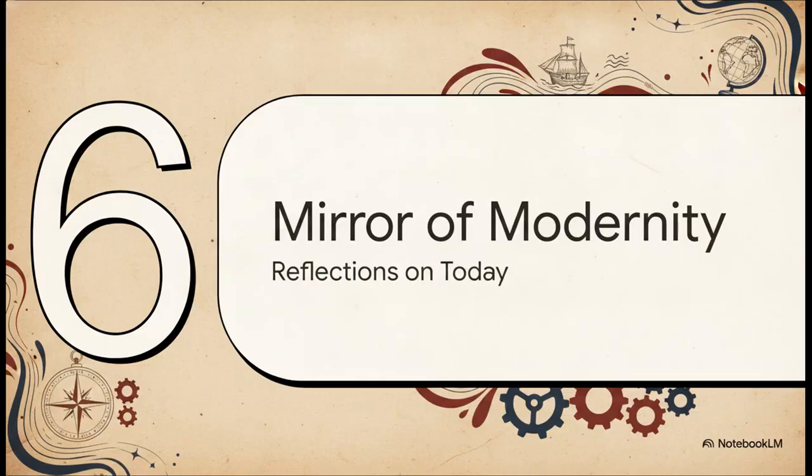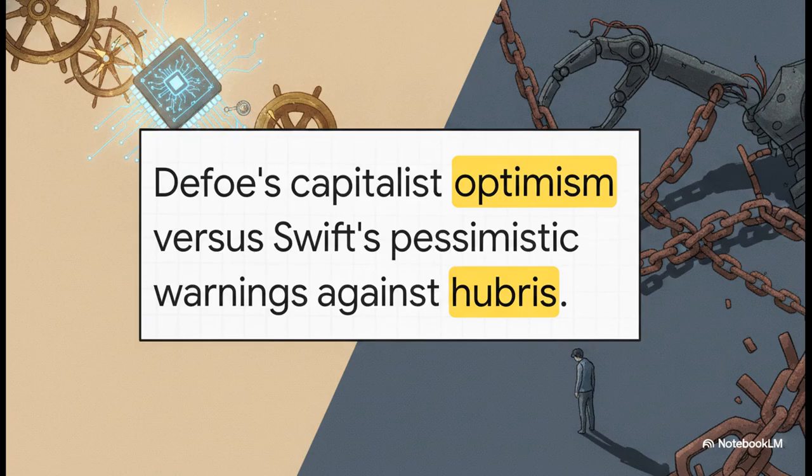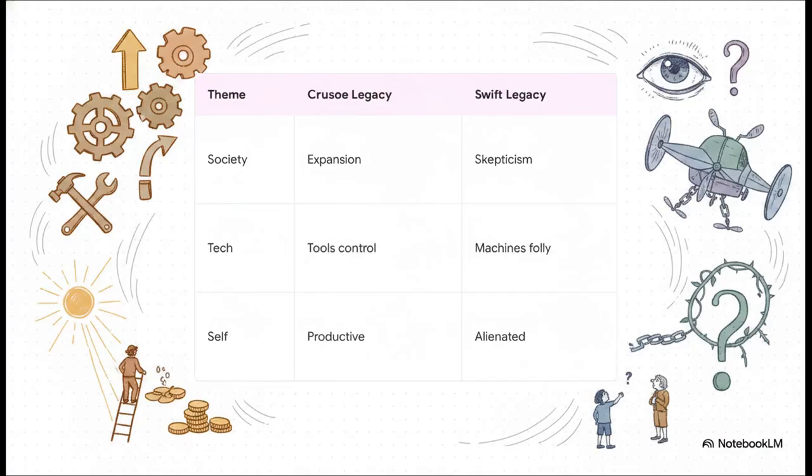Okay, let's bring this all home in Section 6, The Mirror of Modernity, Reflections on Today's World. Because the tension between Defoe and Swift isn't just dusty history. It is the exact same conversation we are having about modern technology today. Crusoe believes that individual enterprise, relentless work, and technology are going to save us. Swift, meanwhile, is over here warning us that our machines might just magnify our absolute worst vices and strip away our humanity entirely. When you really look at it, our modern world largely operates on Crusoe's energetic blueprint.